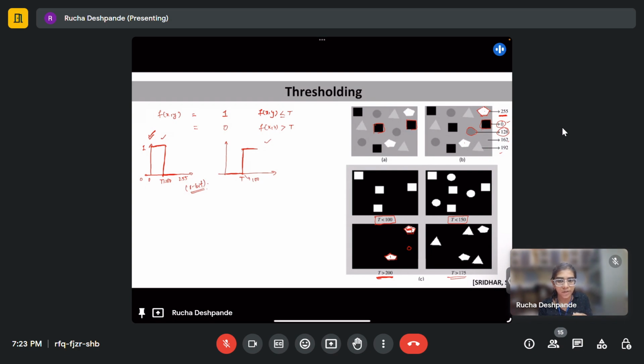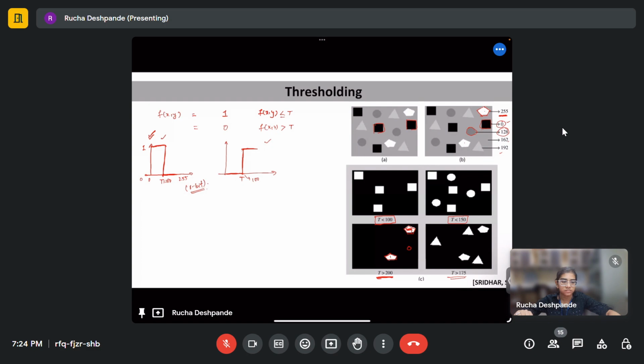Excuse me, does this example make sense? Suppose the first one, T is less than 100, you have written. Only the square has a value less than 100. So here only squares will appear because we have taken T less than 100. Whatever values are less than that will be brighter, right? Less than 100 is brighter, greater than 100 is darker.